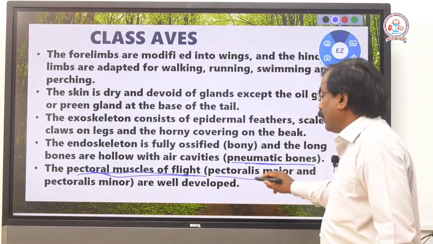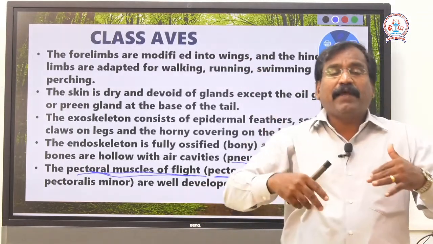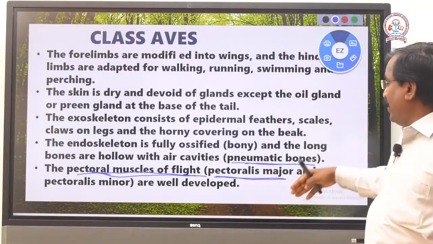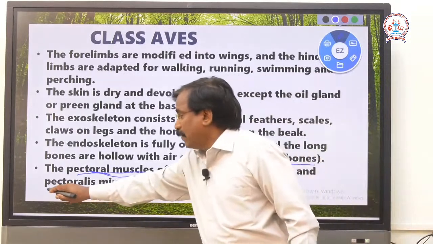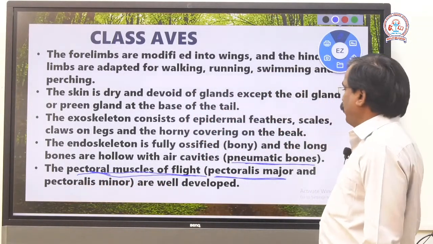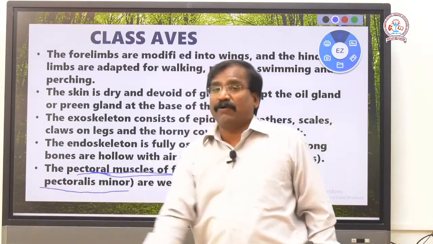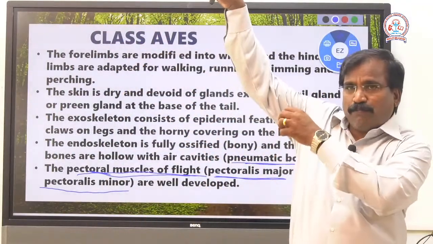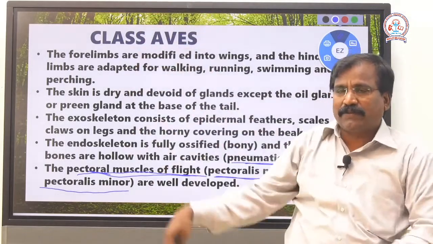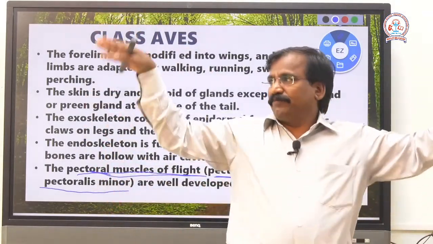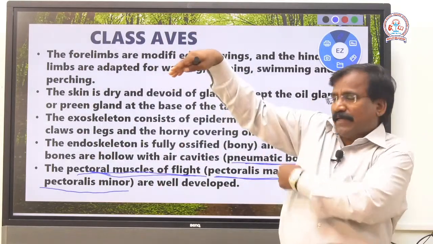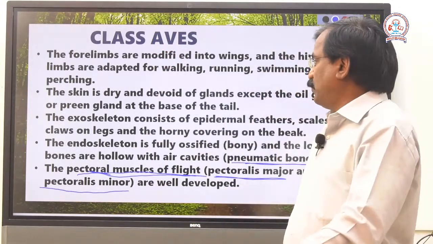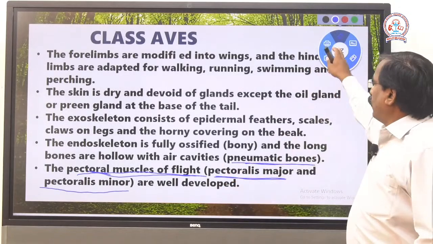Pectoralis major. In biology, major means large. The muscle name is pectoralis major, large. Pectoralis major and pectoralis minor are well developed because that is helpful for flying. Those muscles pull the wings down and raise them, which helps flying. These muscles act like a spring. That's why the chest muscles are well developed.